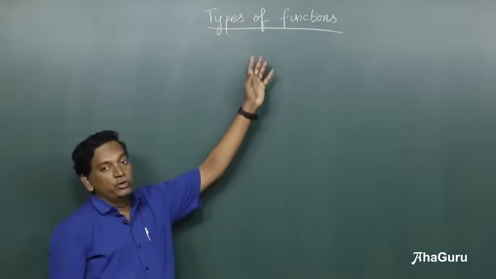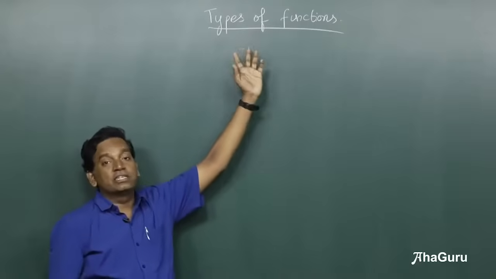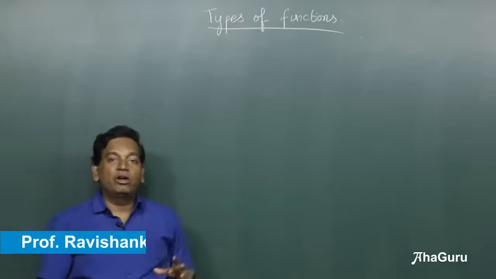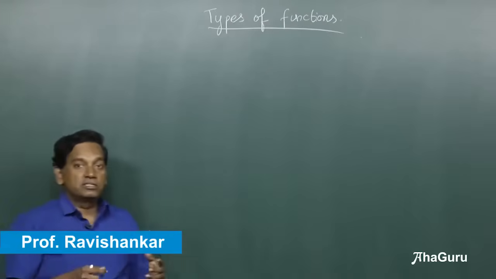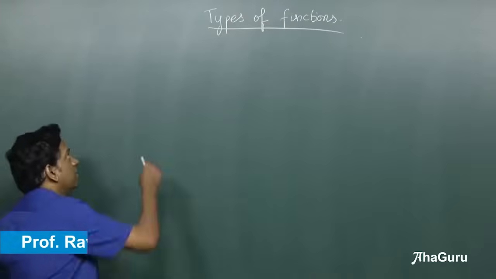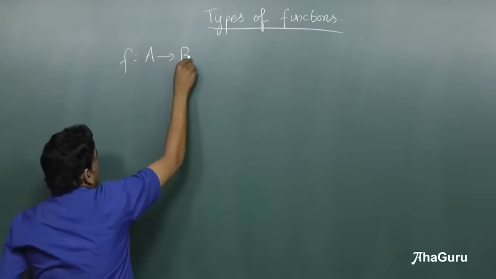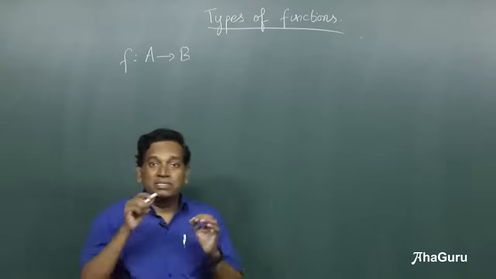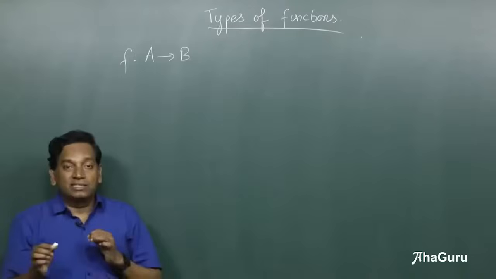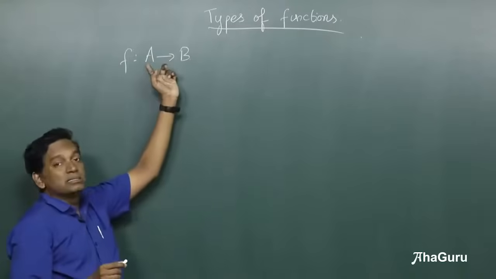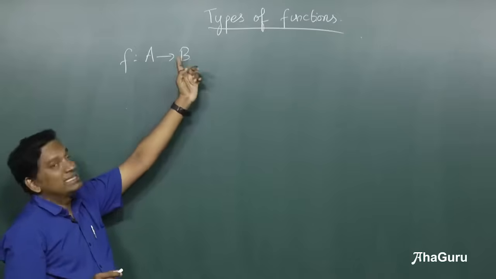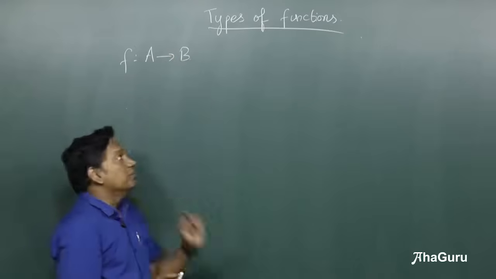In this lesson, we are going to look at some types of functions. Previously, we have already learnt about functions. Now, what is a function, domain, range, etc. A function is nothing but a relation from a set A to a set B such that every element in A is mapped to exactly one element in B.